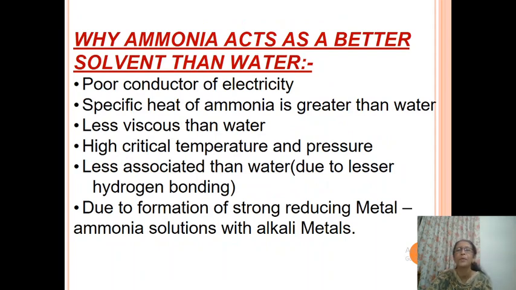Now, why is ammonia acting as a better solvent? It is because it is a poor conductor of electricity. Specific heat of ammonia is greater than water. It is less viscous than water. It has a high critical temperature and pressure. And the association through hydrogen bonding is less compared to water. And it has the property of forming reducing metal-ammonia solutions. When liquid ammonia reacts with alkali metals, it forms strong reducing metal-ammonia solutions. That is why liquid ammonia is acting as a better solvent than water.